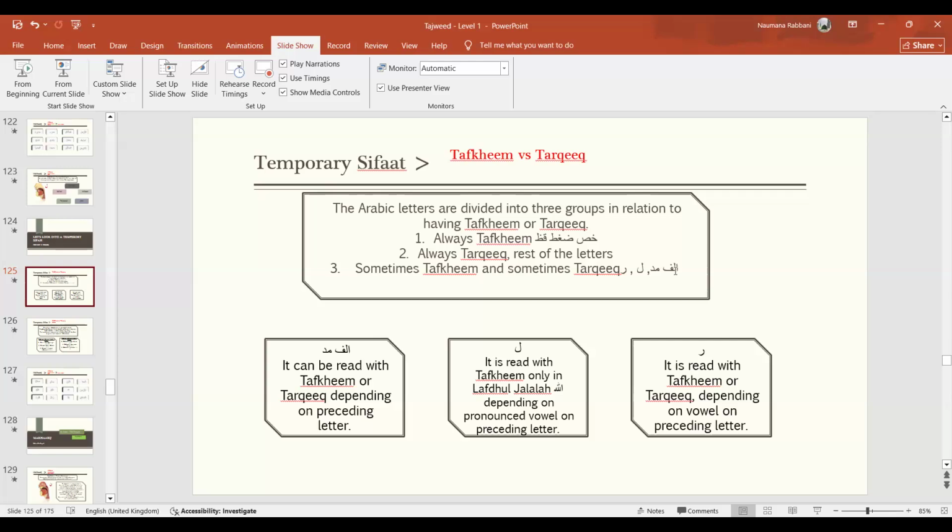And those are alif mad, lam and ra. Alif mad can be read with tafkhim or tarqiq. We saw that when we have heavy letters, letters of isti'la, before alif mad, alif mad is read heavy. Kha, we say khaa. And then we have ra. It is read with tafkhim or tarqiq. When ra comes, we go through that. That's going to be a heavy lesson. And then lam. It is read with tafkhim only in lafzul jalala, Allah, and depending on the vowels preceding that.